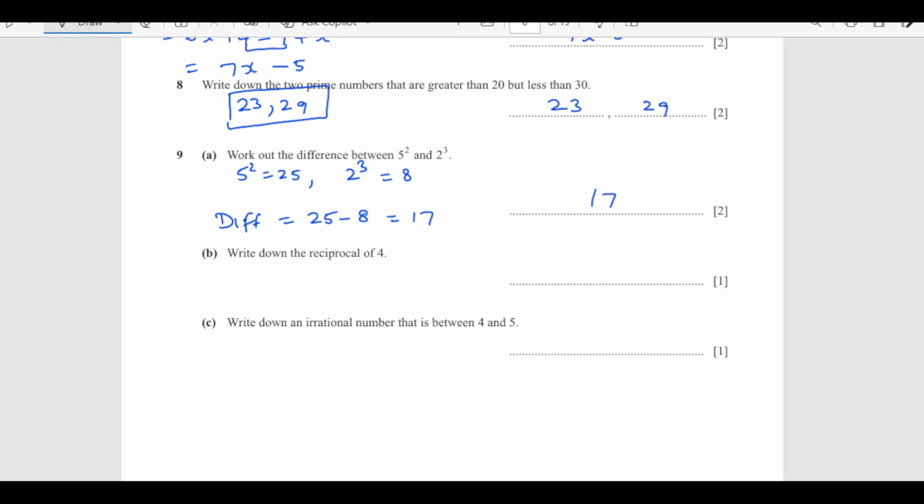Now write down the reciprocal of 4. So reciprocal of 4 means you are just going to swap the numerator and the denominator. As you can see, we don't see any denominator here, so meaning 4 is equivalent to 4 over 1. And then the reciprocal is going to be 1 over 4.